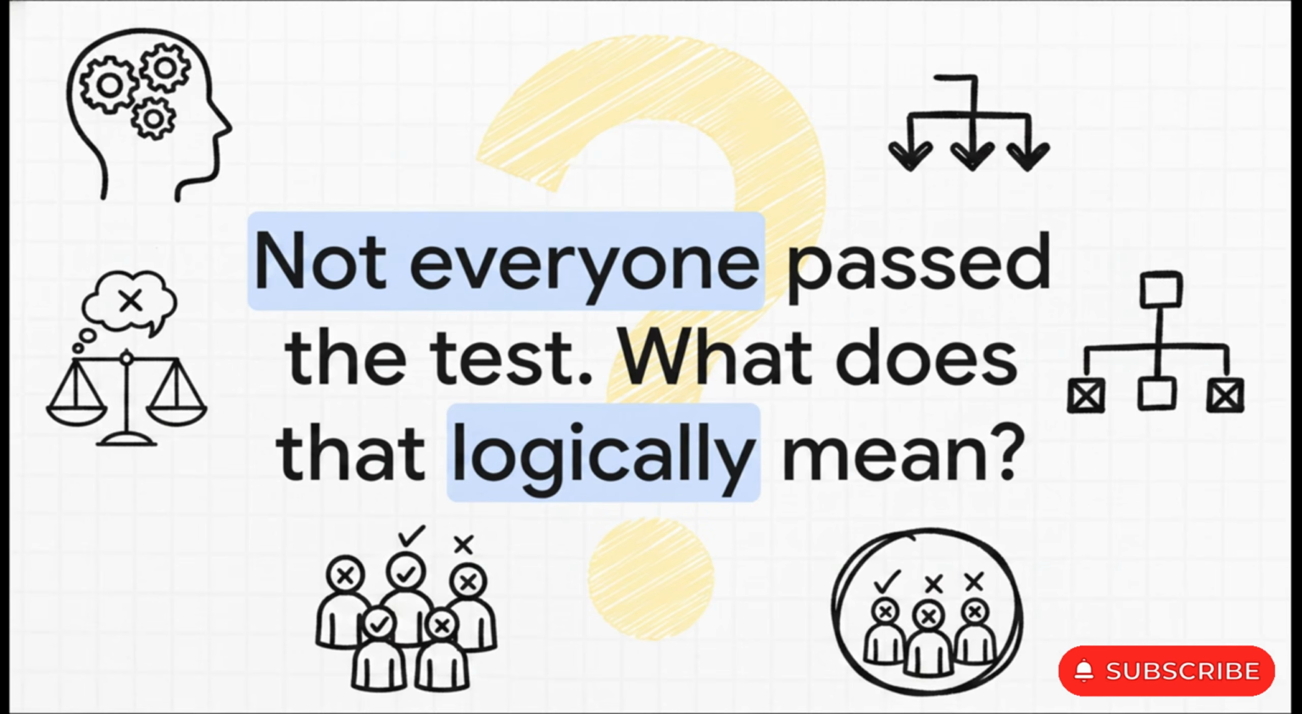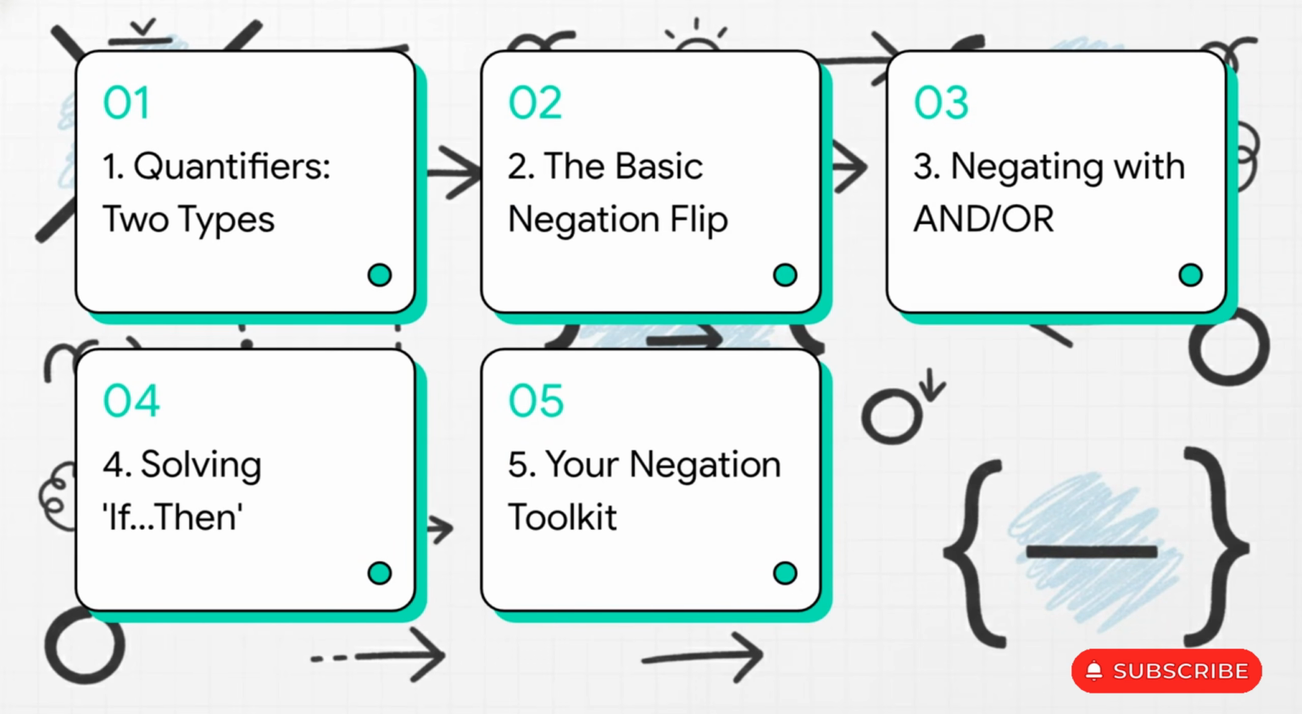Let's go find it. So here's the game plan for how we're going to build our negation skills. We'll start with the absolute fundamentals, the quantifiers themselves. Then we'll get into the simple flip that changes everything. After that, we'll level up by adding and or, tackle the really tricky if-then statements, and by the end, you'll have a complete guide to negate pretty much anything.